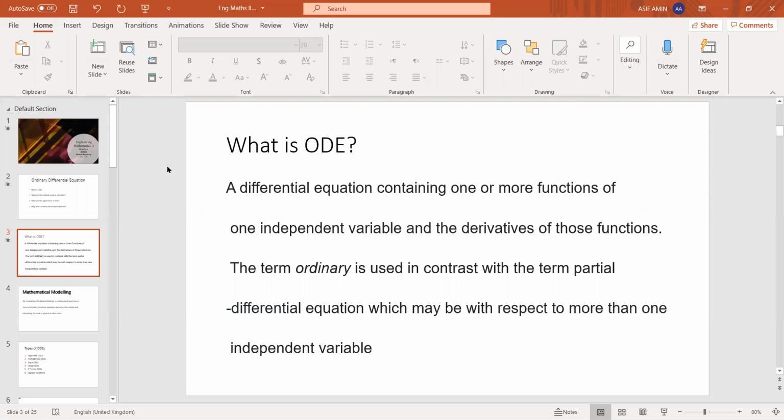To begin with, a differential equation can be classified as an ordinary or partial differential equation, which depends on whether only ordinary derivatives or partial derivatives are involved. The differential equation can also be classified as linear or nonlinear. The term ordinary is used in contrast with the term partial differential equation, which may be with respect to more than one independent variable.